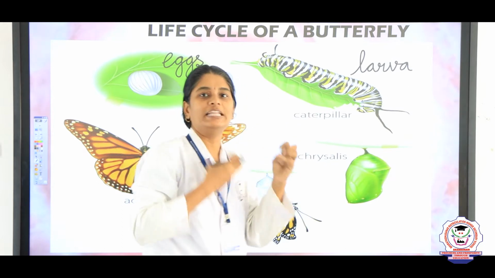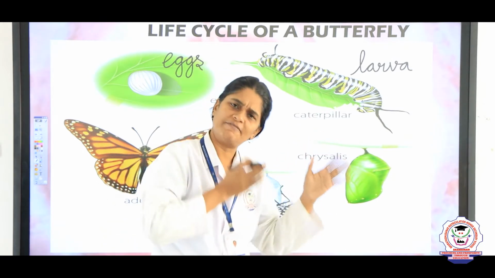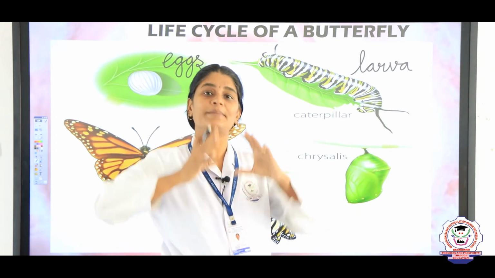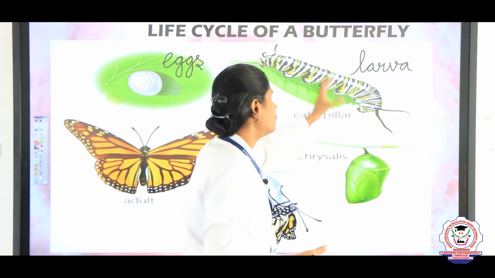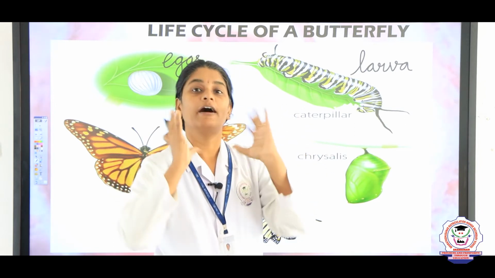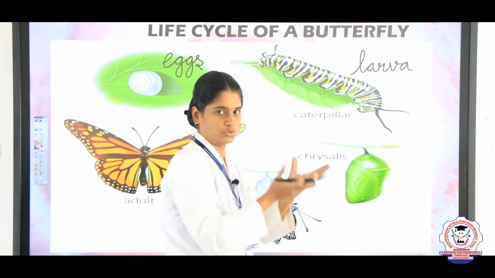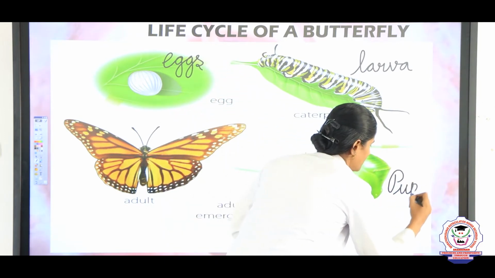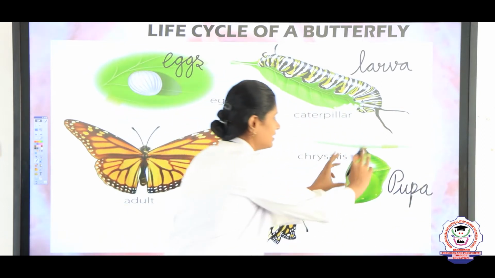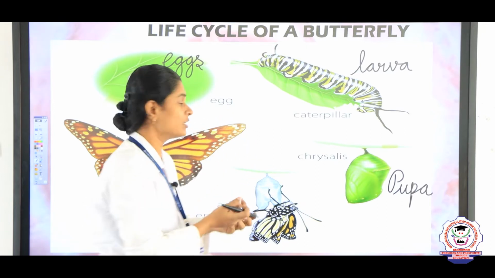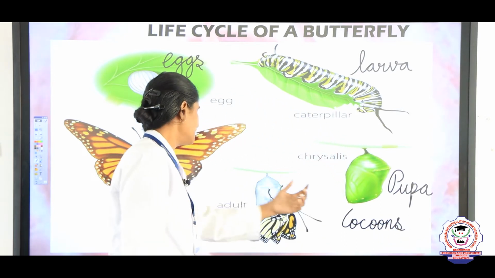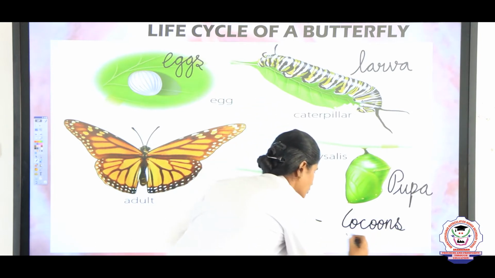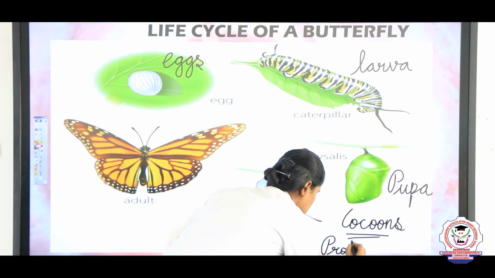They eat the leaves and undergo many changes to become an adult. Once they increase in size and become inactive, they cover themselves with a covering. That stage is known as pupa, P-U-P-A. This covering is called a cocoon. It is covered by a protective layer called a cocoon. So the cocoon is the protective layer.